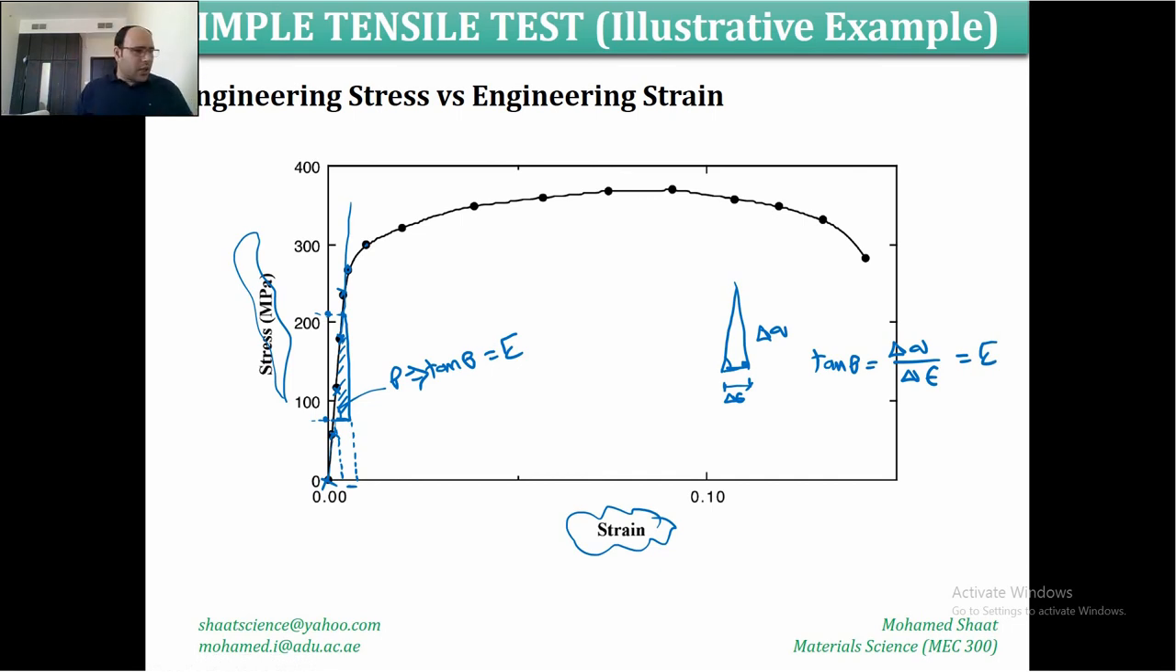Draw any triangle, whatever it is, small or big. It's going to be much better if it is bigger. But anyway, you can draw any triangle over this linear line that makes the hypotenuse of this triangle be this straight line within the elastic region. If you find the slope of this angle theta, this is going to give you the Young's modulus, or the elastic modulus.